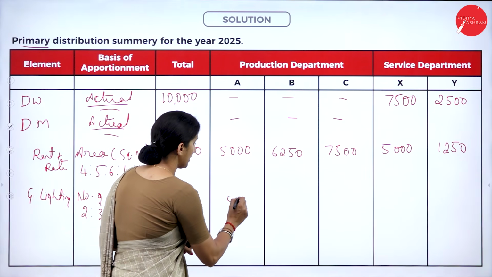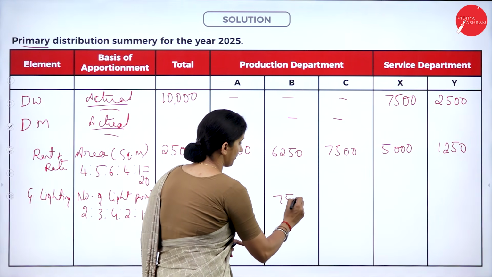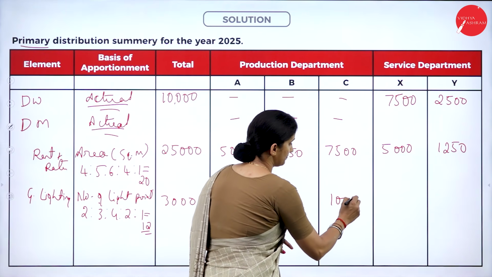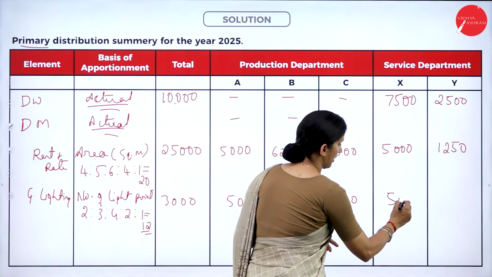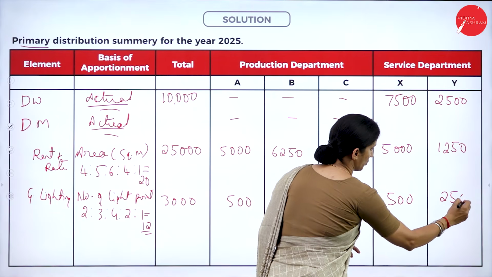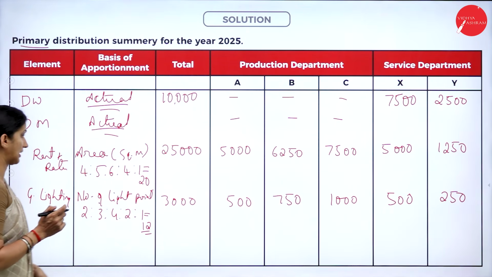So here it will be 500. Here it will be 750. Then it will be 1,000. Then it will be 500, then it will be 250. So this is the lighting allocation.